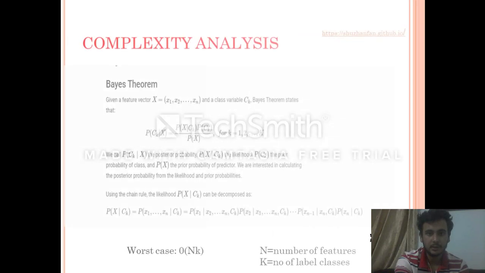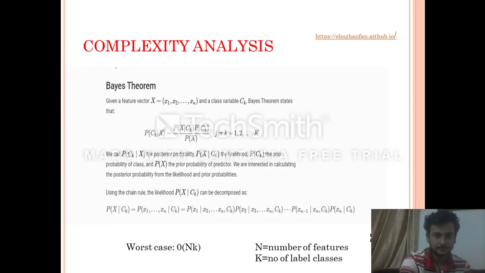Moving forward, let's go to complexity analysis. For complexity analysis of the Bayes algorithm, I have taken the following analysis. We might have n number of features and k number of class labels. We do not know how many classes and how many features there are. In this case, we need to calculate probability for n and k. So the worst case comes out to be O(nk).